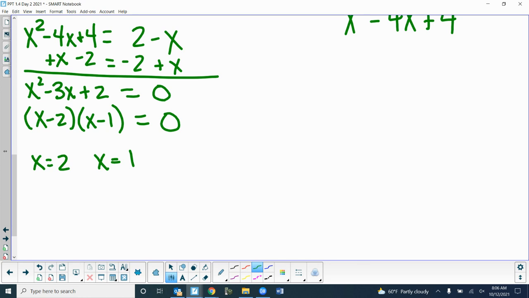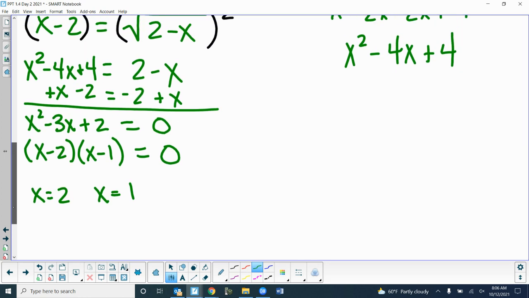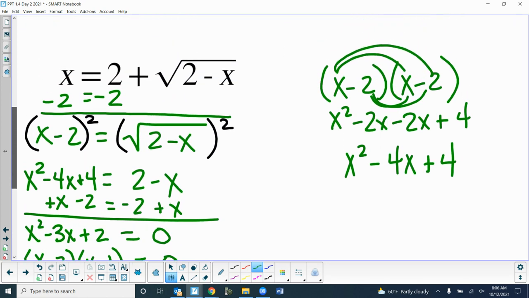Now, what am I supposed to do with my answers? Plug them into the original problem, right? Make sure I don't get any negatives under there. So, what's 2 minus 2? 0. All right? So, there's 2 equal 2 plus, what's the square root of 0? 0. Is that true? Yeah, so 2 works.